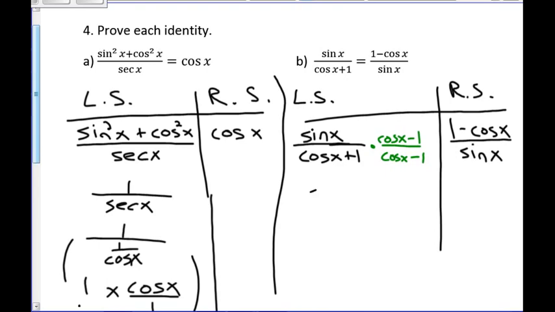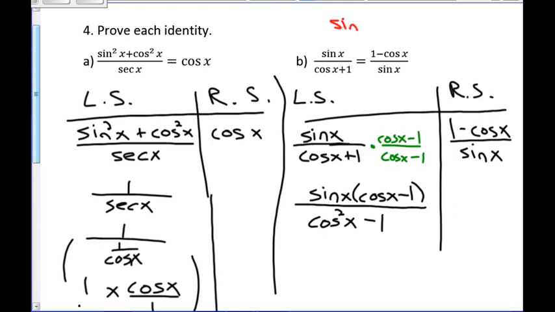Up top, I'd get sine x times cos x minus 1. We could multiply it out, but it'll turn out in this case not to be that helpful. We'll just have to factor it out again. So we could leave it like this, but if you do multiply it out, there's no problem. Now we've got cos squared minus 1 in the bottom. We think about this: sine squared x plus cos squared x equals 1. Let me build one of those, cos squared x minus 1. That would be equivalent to negative sine squared of x.